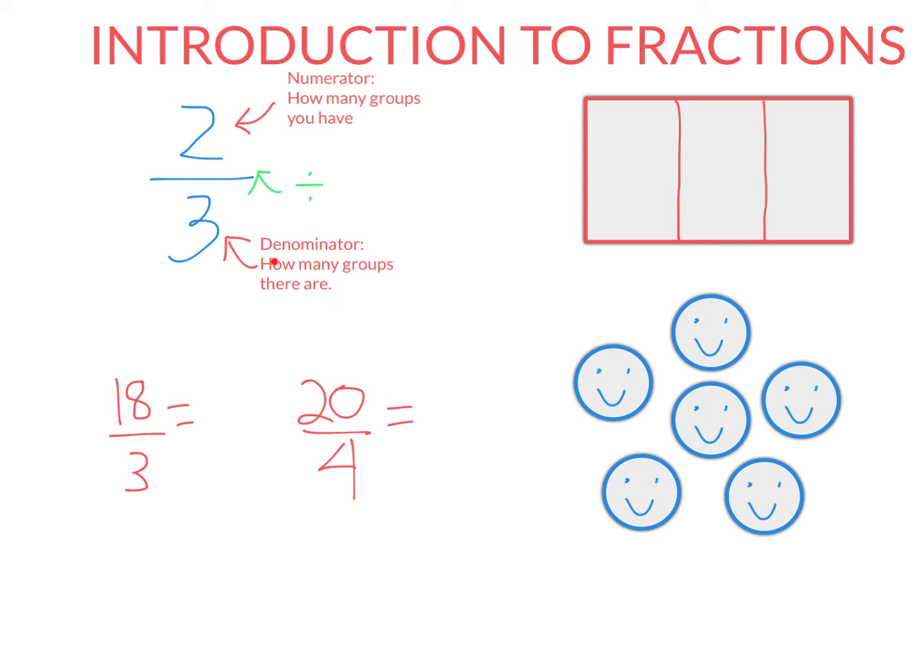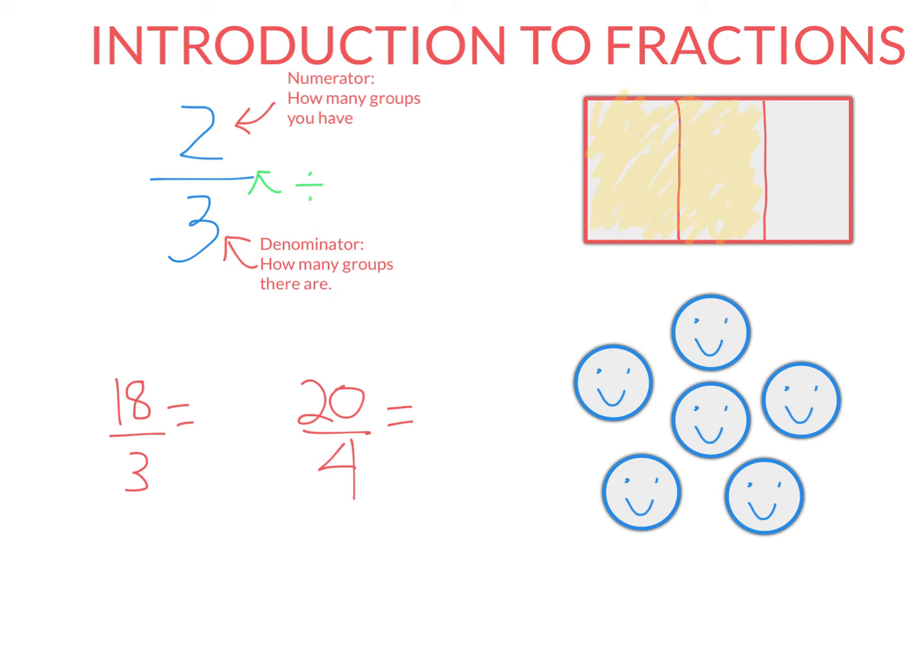So the denominator tells you how many groups you've divided something into, and the top number tells you how many groups you actually have. I'm going to represent 2/3 visually in this diagram here. I've divided this one whole rectangle into 3. That's what it means with the denominator 3. The numerator 2 means I have 2 of those, so I'm just going to shade in 2 of them. This is 2/3, dividing something in 3 and taking 2 of those groups.